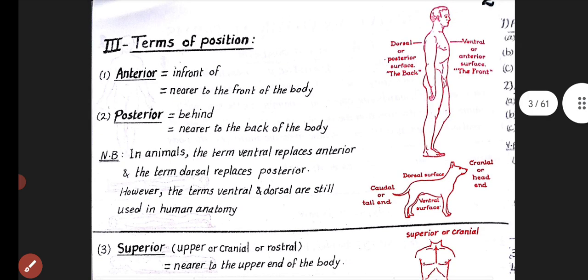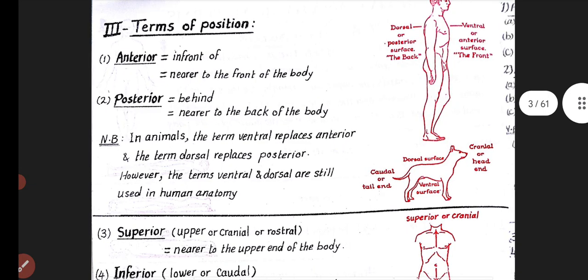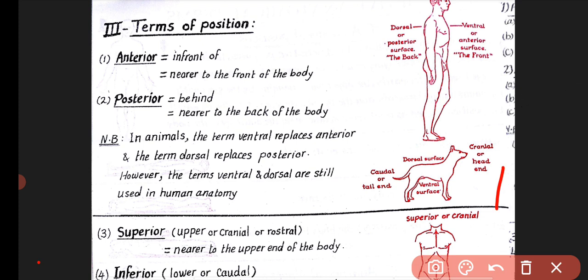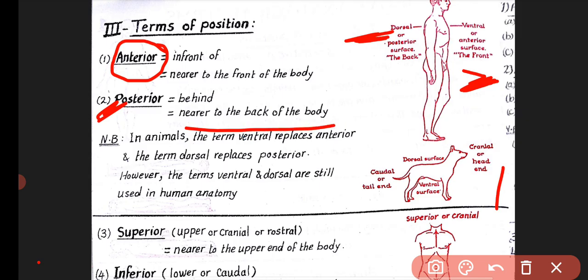Now the terms of position. Anterior means front. This one is the anterior portion, and this one is the posterior portion, behind, the back of the body.